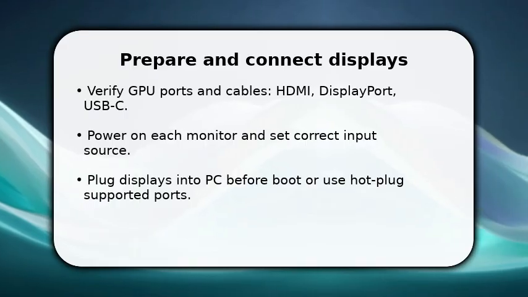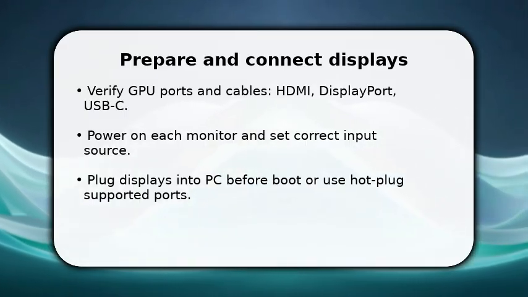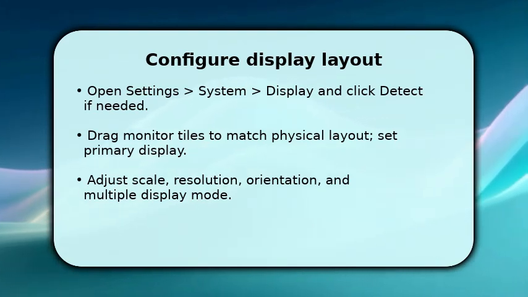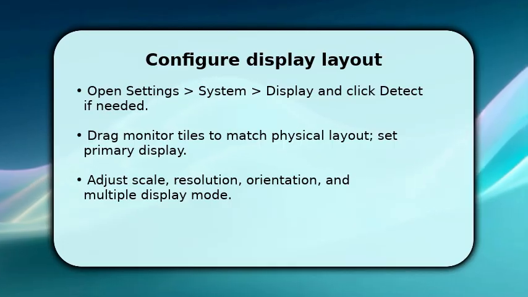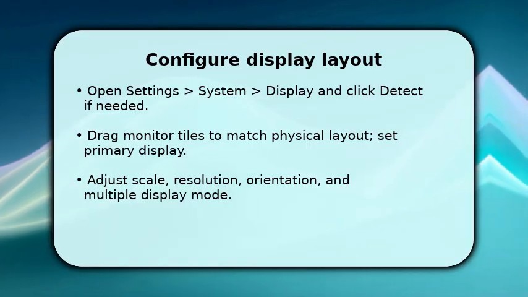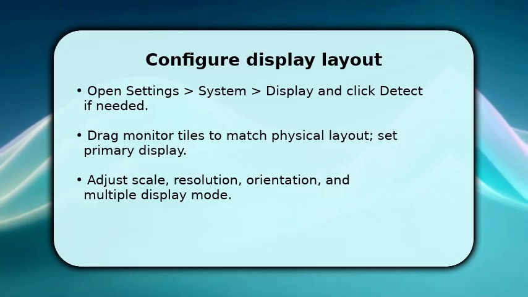Now open Settings to continue. The system should already list any detected monitors for configuration. You'll arrange how the screens behave. In Settings, System, Display, identify monitors and drag the tiles to mirror your desk layout so cursor movement feels natural. Select a display and set it as primary to control taskbar and start menu placement.